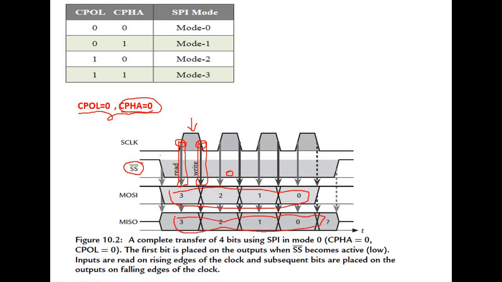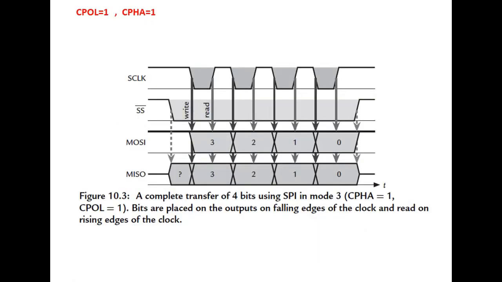And coming to mode 3, clock polarity is equal to 1 and clock phase is equal to 1. Clock polarity is equal to 1 means the active state is low. See here, negative clock pulse. And clock phase is equal to 1 means the writing will take place on the leading edge and the reading will take place on the trailing edge. And slave selection line will be low and here the bits are transferred, read or write.